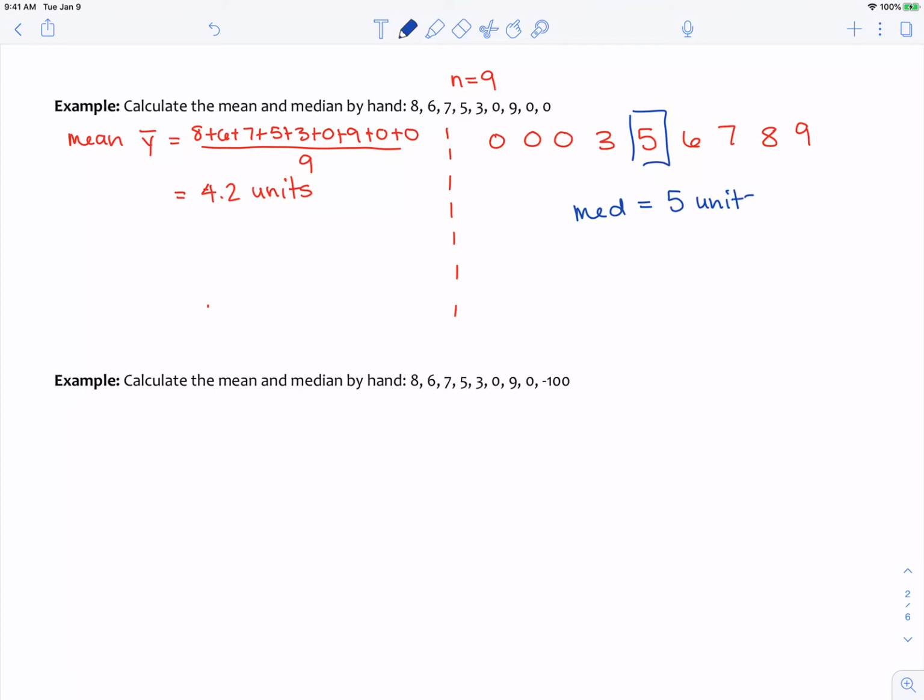Again, there are no units here since we don't have specific units given for our data. But in any case, the median will take the same units as the data itself, like the mean. Both of those will have the same units as the data set.